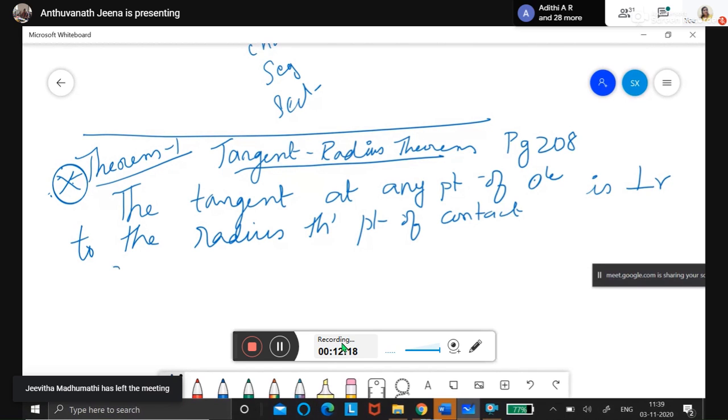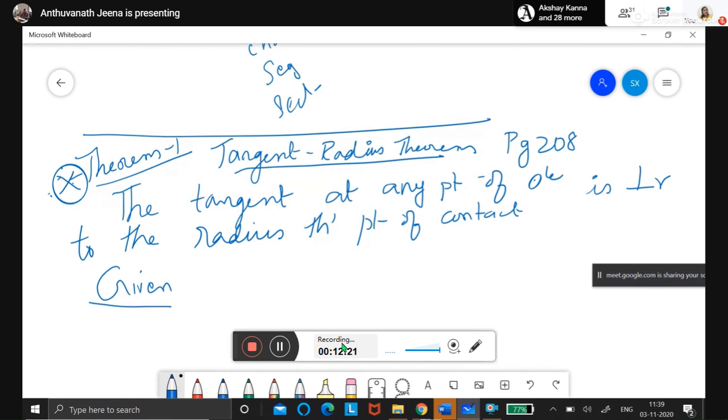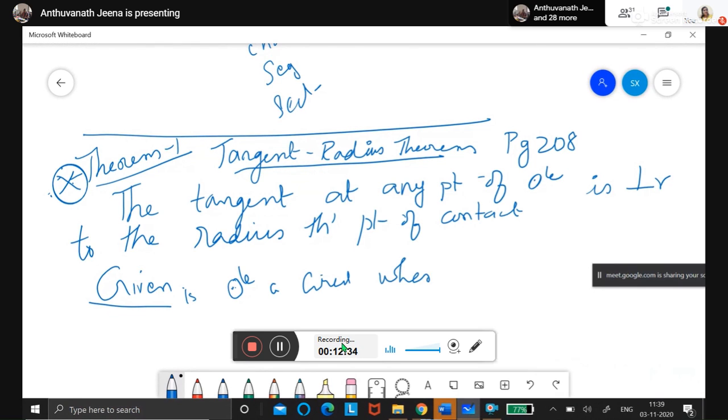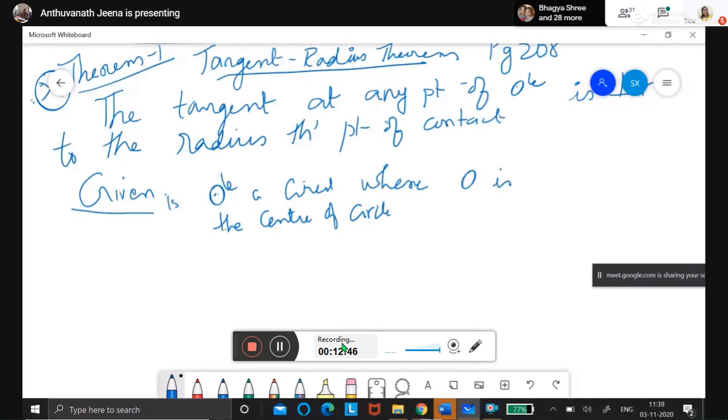So given is a circle. You should always start like this in this question. Given is a circle, and we use this symbol for circle. Given is a circle where O is the center of the circle. Always you should write where O is the center of the circle and radius. Suppose you are using one radius.